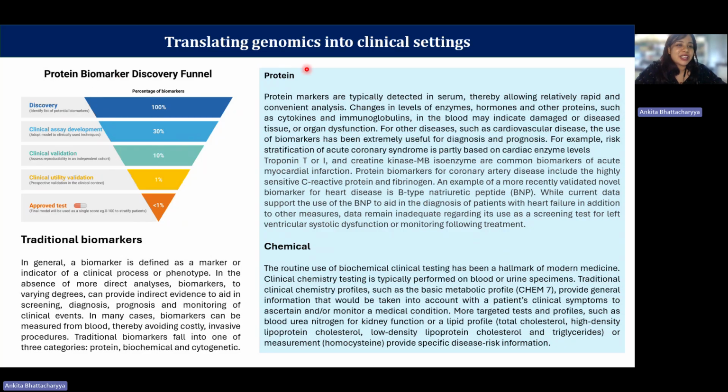So coming back to the discussion at hand, protein biomarker discovery funnels. So think of it in this way, that suppose whatever analysis you've done has given you a potential list of biomarkers that you obviously represent by 100%.